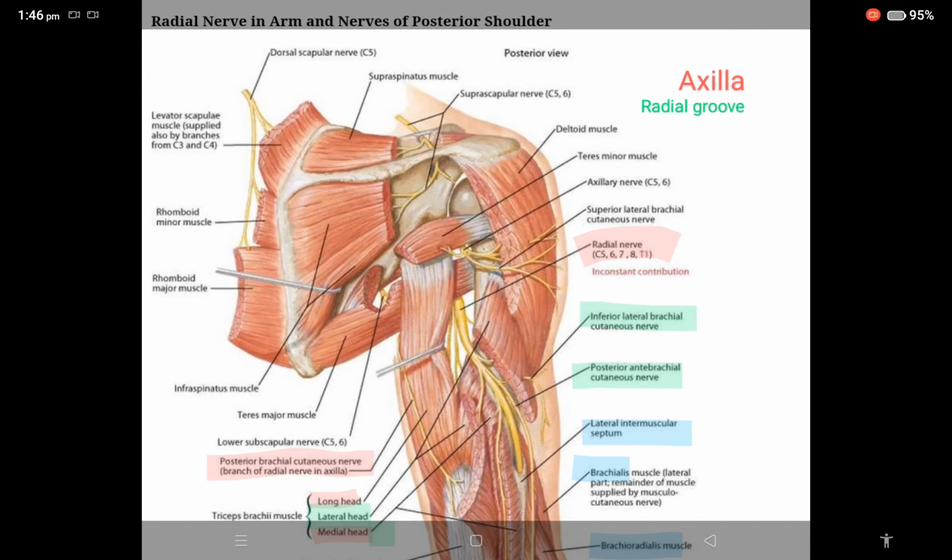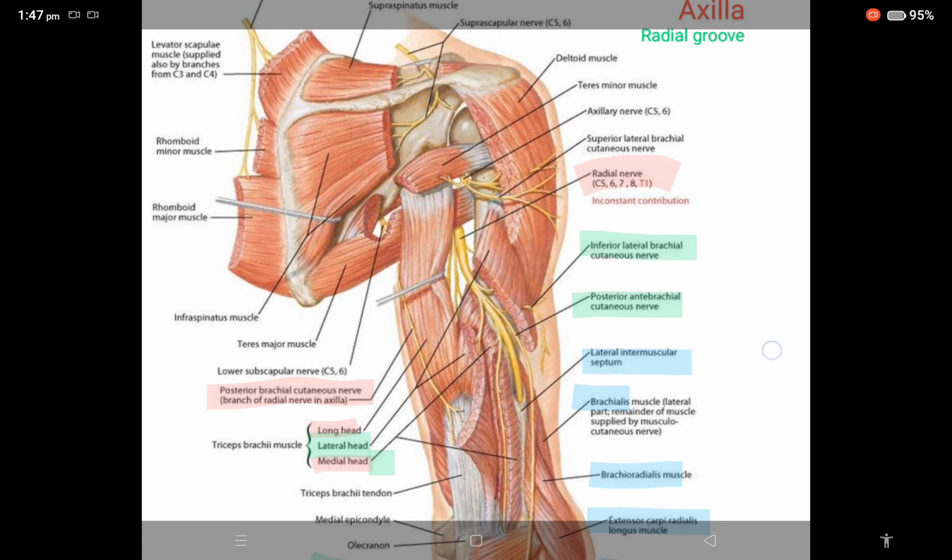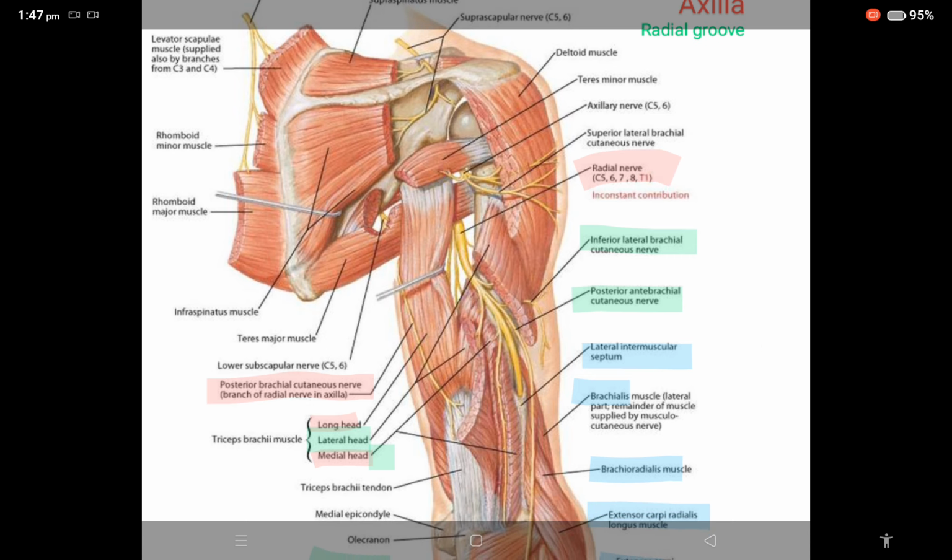Radial nerve. Radial nerve arises from the nerve root C5, 6, 7, 8 and T1. T1 is a constant contribution. Then first it is in the axilla, and in the axilla it gives motor branches to the long and medial head of the triceps, and a sensory branch to the posterior brachial cutaneous nerve, that is the posterior part of the arm.